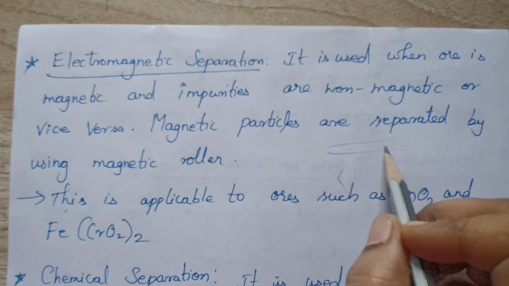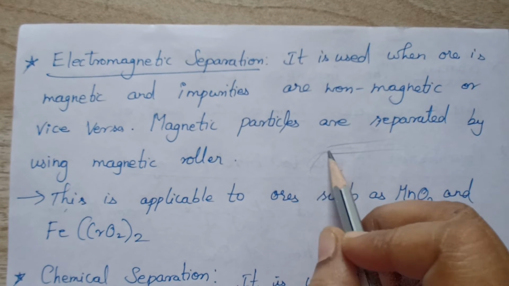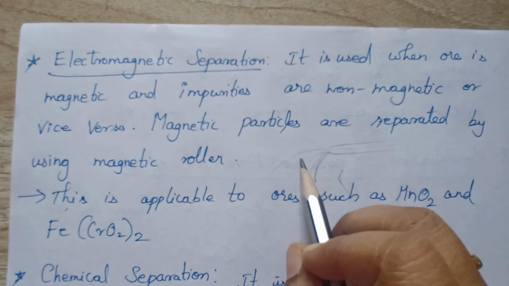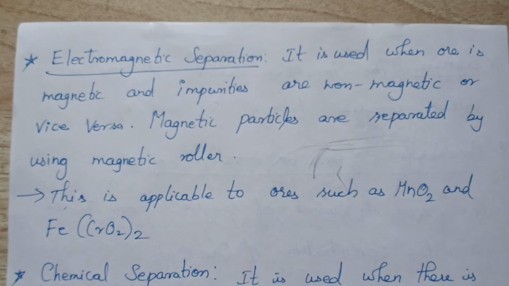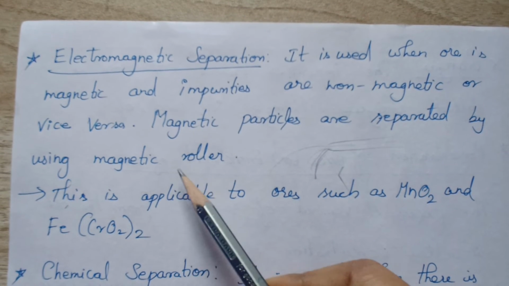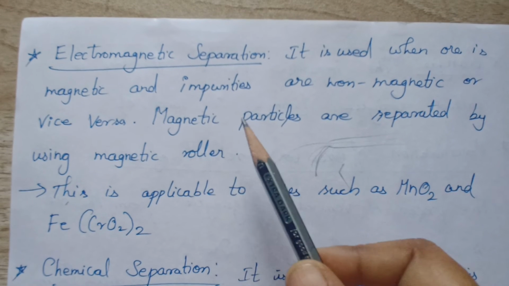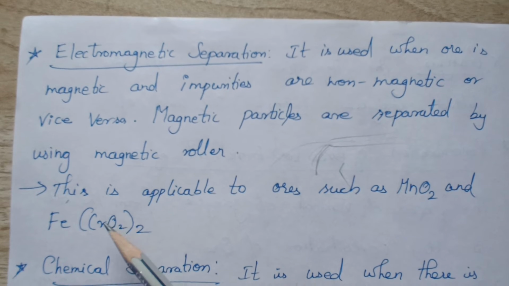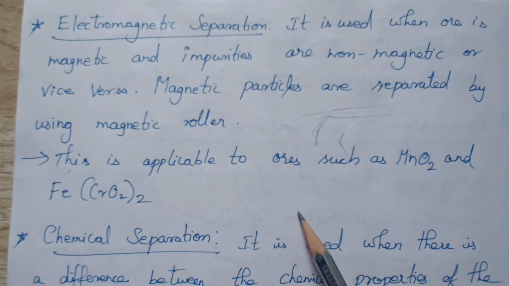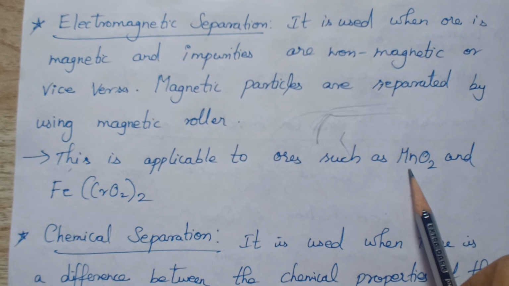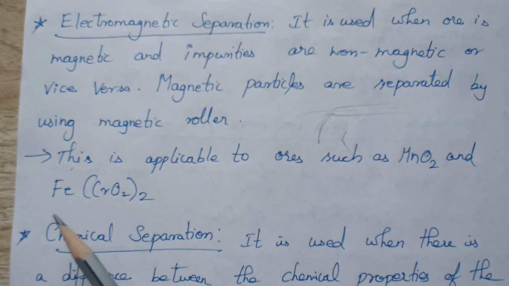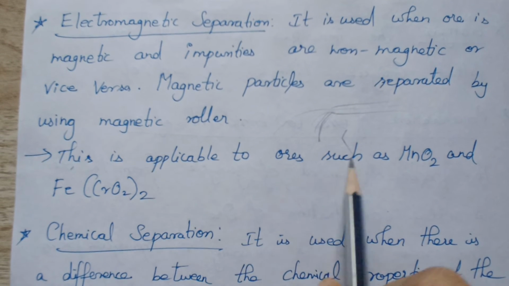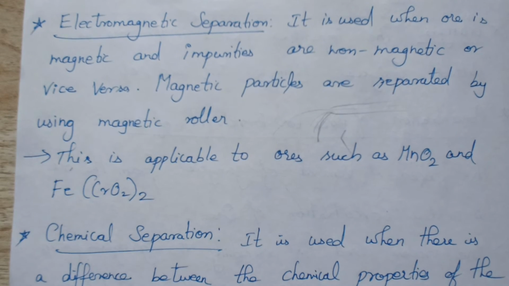The materials are allowed to pass through the roller. The magnetic materials will be separated, and other than this, the non-magnetic materials will be thrown away. Using the magnetic roller we can separate the ore and the impurities. This method is applicable to ores such as manganese dioxide MnO2, and chromite. So these ores can be concentrated using the electromagnetic separation method.